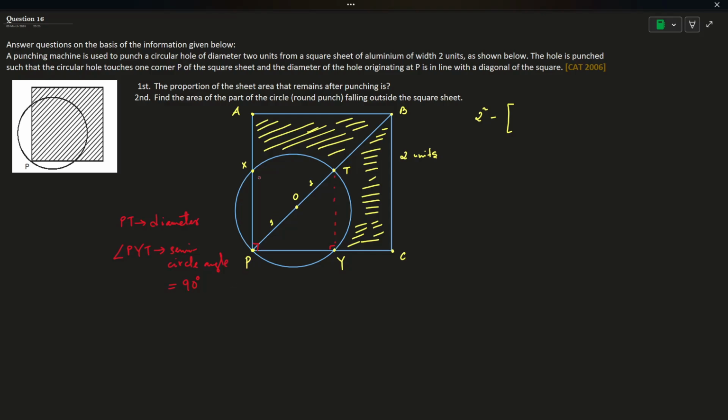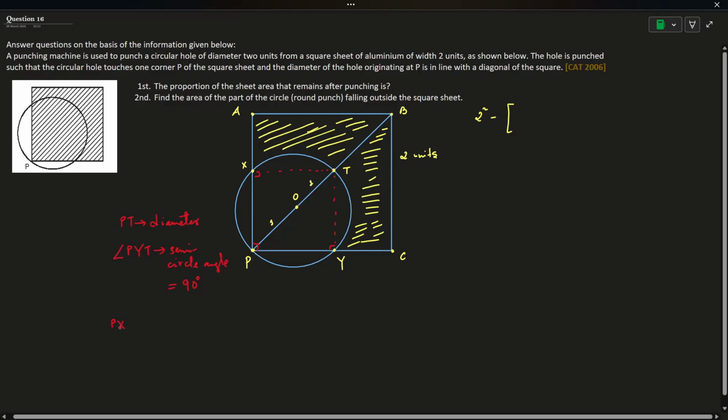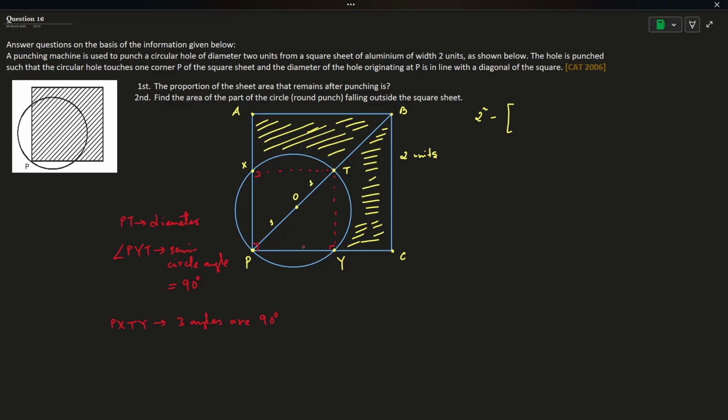All right. If I join this, let's see what I will get. Will this be 90 degrees, guys? Yes, this will be 90 degrees again. Why? Again, semicircle angle, right? Now in the quadrilateral PXTY, three angles are 90 degrees. These three, right? This angle, this angle, this angle. That means the fourth angle will also be 90 degrees.